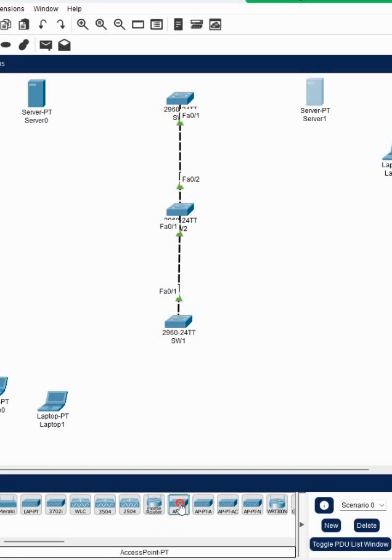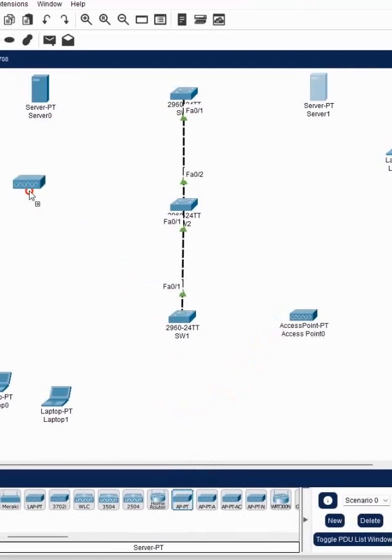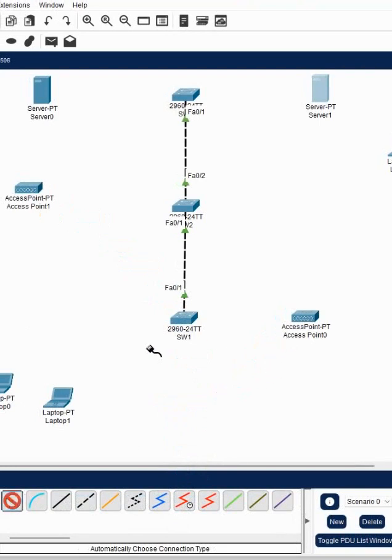Okay, so now this is autonomous. For this lab, we can use autonomous only. Imagine this is a small company. We have only two access points. So we take them like that, and then we can connect.